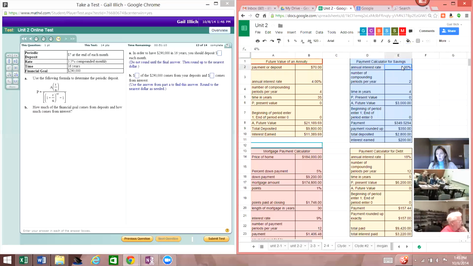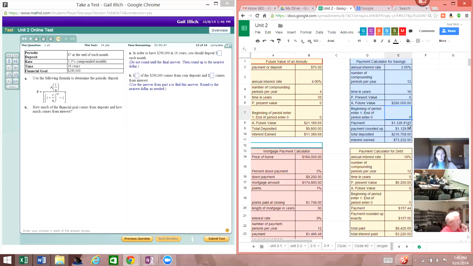So we have 3.5%. And we are going to do it monthly, so we'll change the number of compounding periods to 12. Number of years that we will do it is 16. We don't have any money right now to start with, but we want to end up with $290,000.